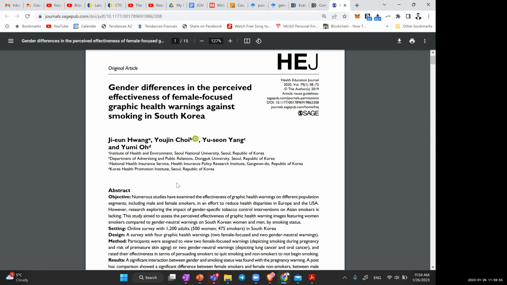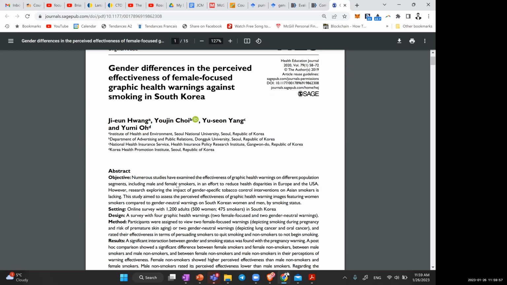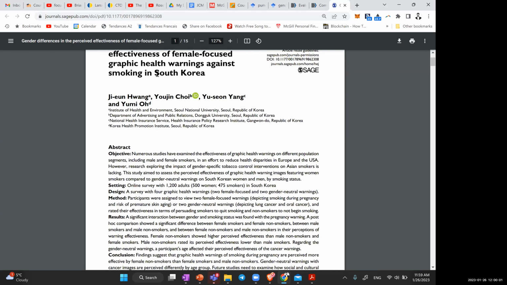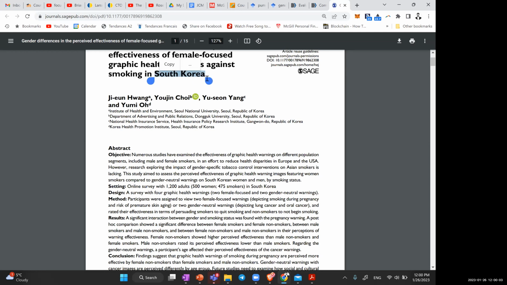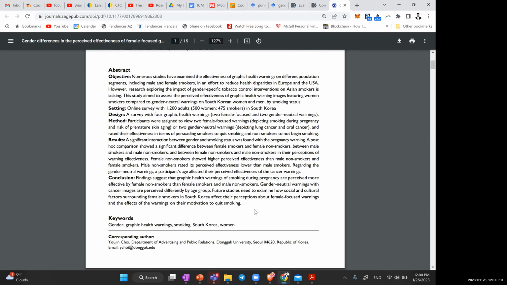Gender differences in the perceived effectiveness of female-focused graphic health warnings in South Korea. So this is the population. This is the sample. And the abstract explains what we're going to see in the paper. I would just read the abstract and decide if it's a good paper or not. Before I continue, I would just go here.